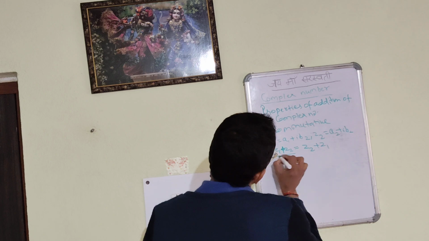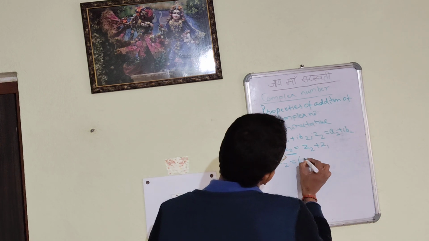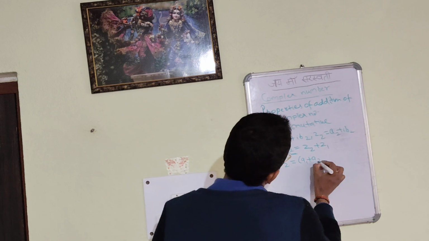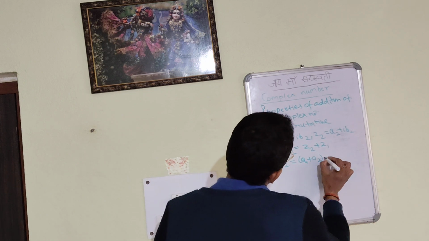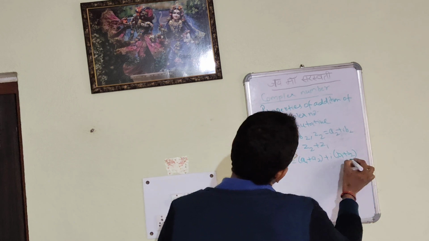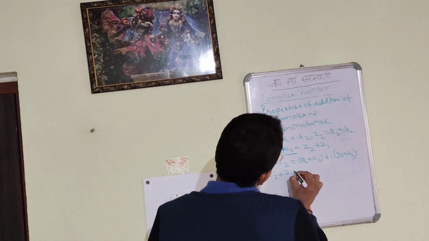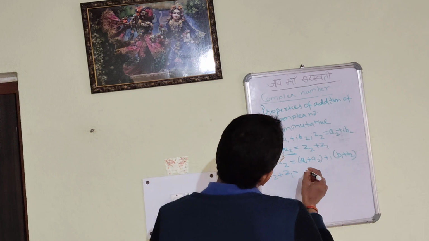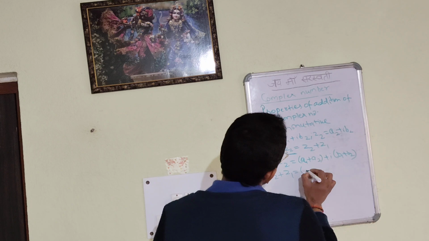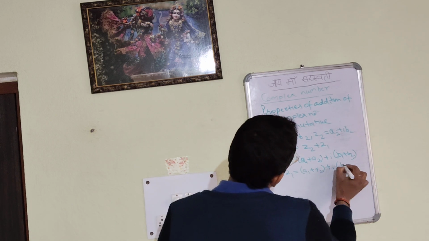Suppose we add Z1 plus Z2. So Z1 plus Z2 is equal to (A1 plus A2) plus I (B1 plus B2). Now we will see Z2 plus Z1. Z2 plus Z1 is equal to, similarly, we will be taking the real components together, so (A1 plus A2) plus I (B1 plus B2).